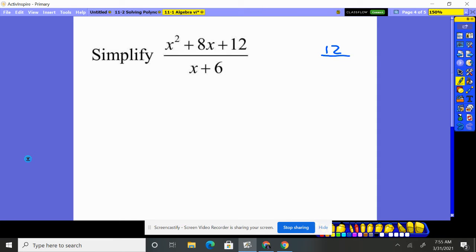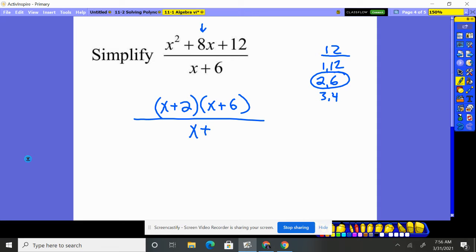Well, let's think. The back number would give us an idea. We look at what multiplied together to give us 12. 1 and 12, 2 times 6, 3 times 4. And we need to create a what? 8. Well, that means it was a 2 and a 6. So that top, and we have enough experience now to realize, hey, that's an x plus 2 times an x plus 6 all over an x plus 6.